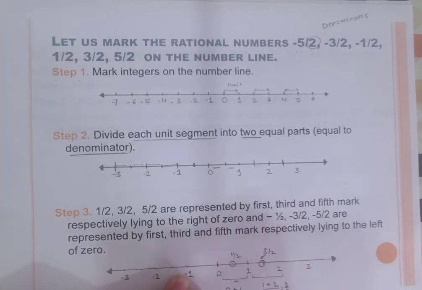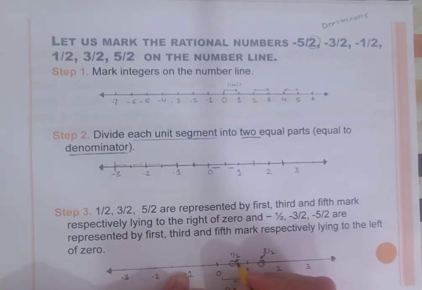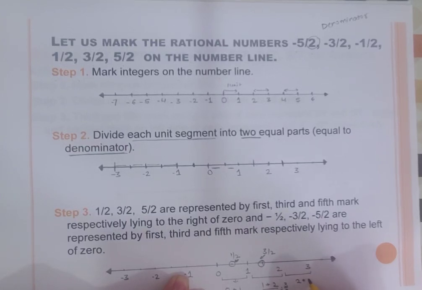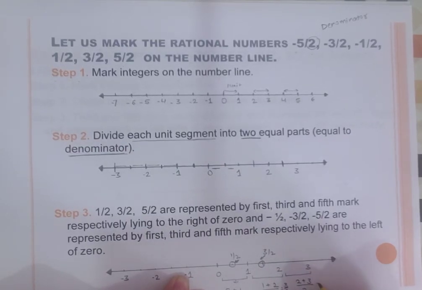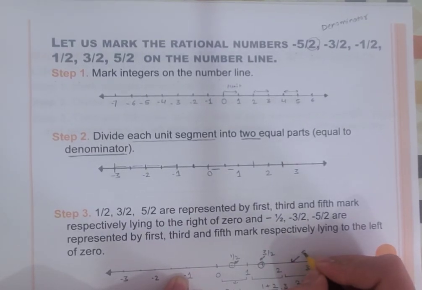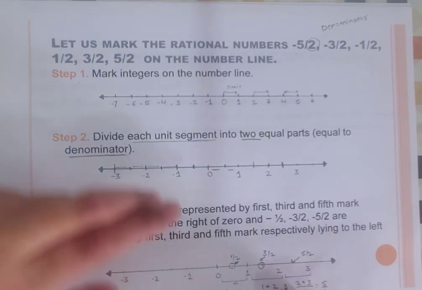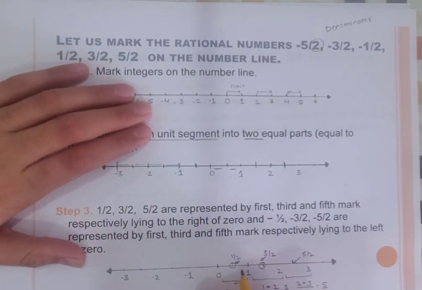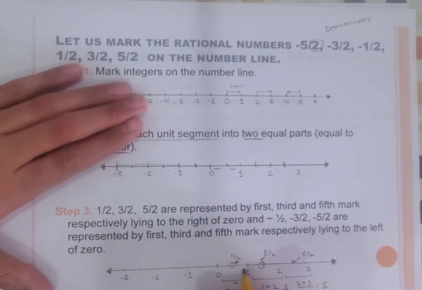Consider this: 2 plus 1 divided by 2 is 5 by 2. So this point is 5 by 2, because we divide each unit segment into 2 equal parts.